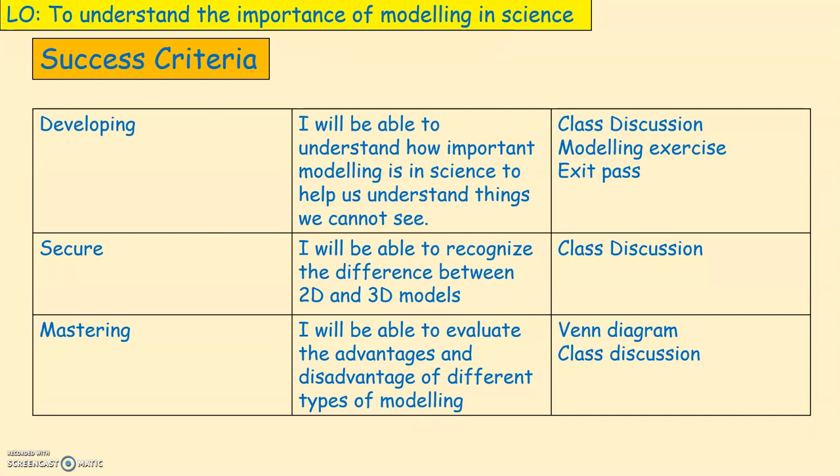Now, today we should be able to understand how important modeling is in science and how it helps us to understand things we cannot see, okay? To secure this knowledge, I would like you to find a way to differentiate between 2D and 3D. This will be based on a discussion either in your class or in your Zoom lesson, or you can send an email to me telling me about some of the things you understood from it. Then to master this knowledge, hopefully you should be able to evaluate advantages and disadvantages of different types of modeling, okay? We'll be doing this using things like Venn diagrams and again discussion, which can be done in your Zoom lesson or in the actual classroom, okay?